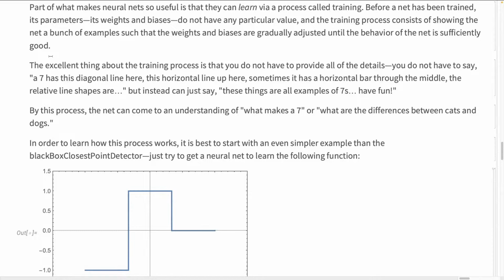Something that's nice in terms of, say, the black box digit knower is that you don't have to provide any details. You don't have to give it a 7 and say, okay, network, look here. A 7 has a diagonal-ish line here at this particular angle, and it's got a horizontal bar at the top, and you'll sometimes see that it has a horizontal bar through the middle, and maybe the relative line lengths are this and that. Instead, you just say, hey, look, this thing's a 7, that's a 7, this is also a 7, and guess what? This is also a 7. Learn what it is that makes a 7, have fun.